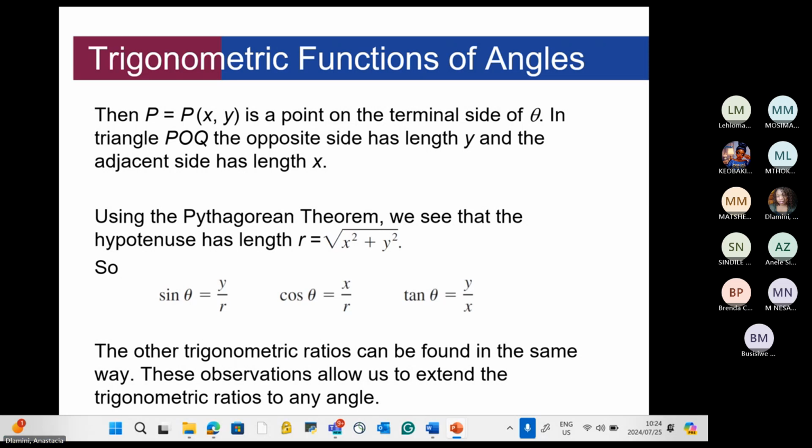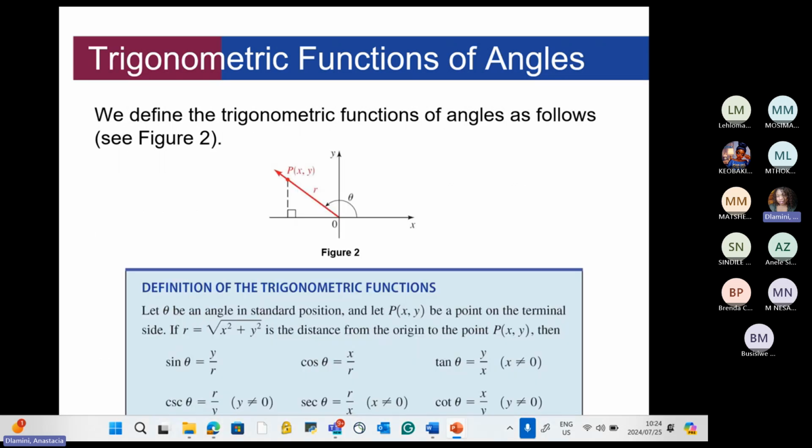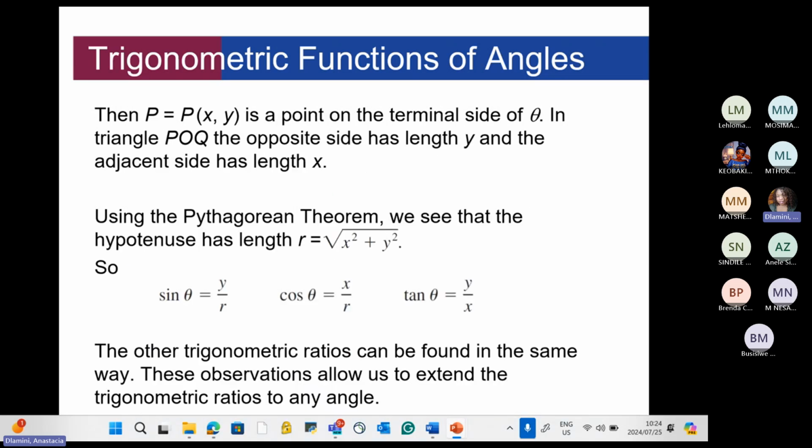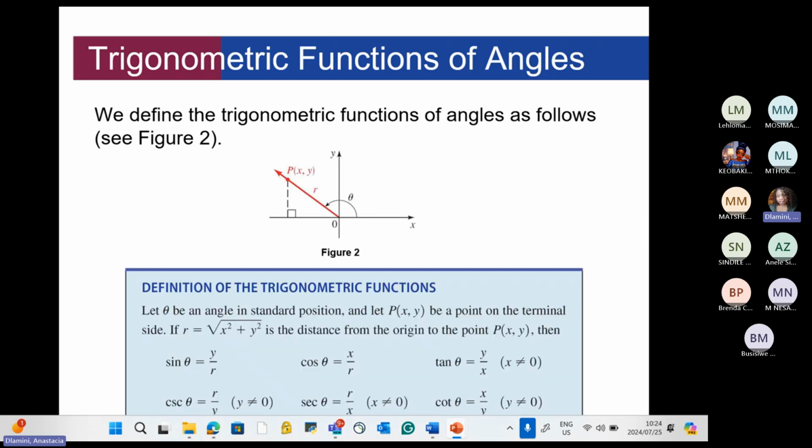Right? So sine theta is then y over r, which is opposite over hypotenuse. Cos theta is x over r, which is adjacent over hypotenuse. And tan theta is y over x. Now they say that the other trigonometric ratios can be found in the same way. These observations allow us to extend the trigonometric ratios to any angle. Now, we define the trigonometric function of an angle as follows.